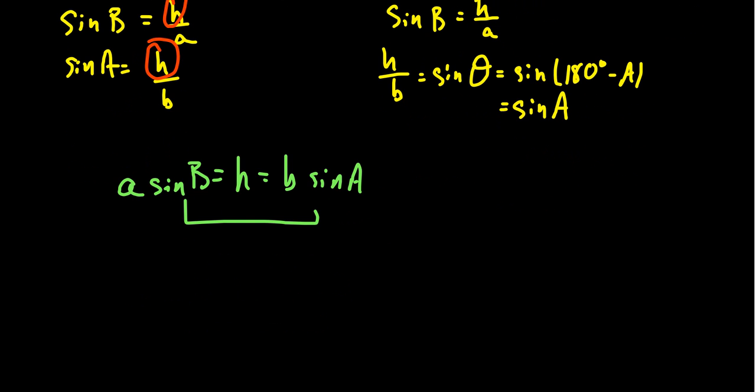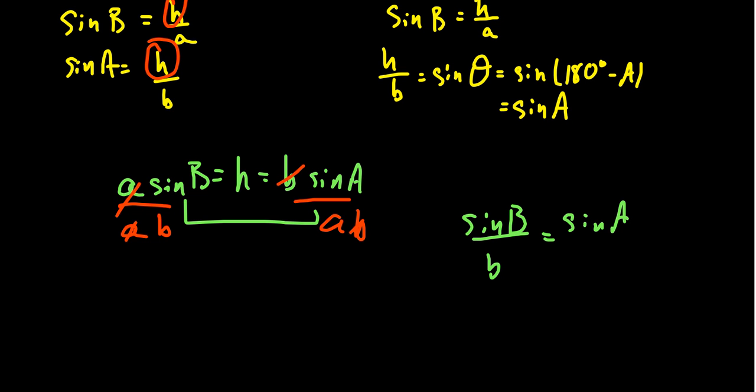What we're then going to do is divide both sides by a and divide both sides by b, like so. The a's cancel on the left. The b's cancel on the right. And so we end up with sine of B over little b is equal to sine of A over little a. And so this then gives us the law of sines: sine A over a equals sine B over b.